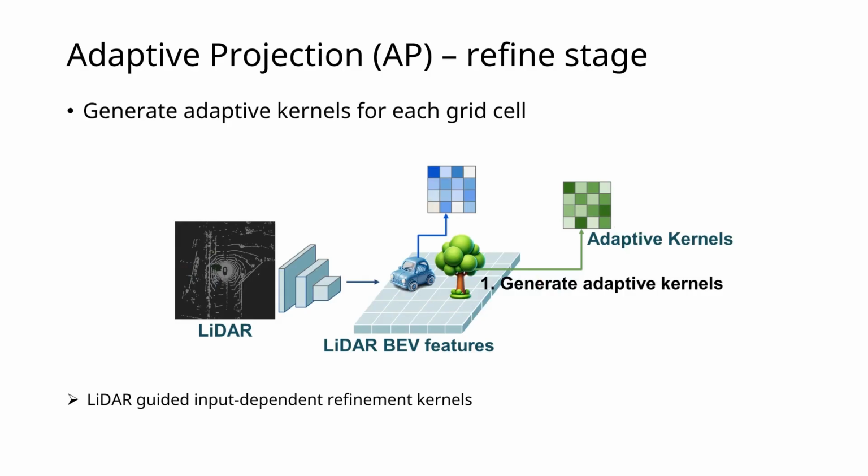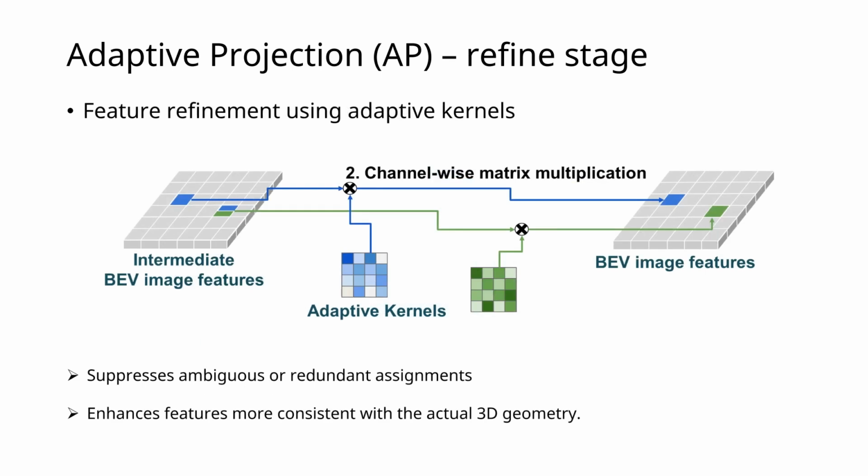The first step in adaptive projection is to generate pixel-wise refinement kernels from the LiDAR feature map. For example, if the channel dimension of the image bird's-eye view feature map is C, the module outputs a matrix of size C by C for each pixel. Next, the generated refinement kernels are applied to the intermediate BEV feature map through matrix multiplication. With LiDAR guidance, ambiguous or redundant features that are incorrectly transformed are suppressed. At the same time, features that align better with the actual 3D geometry are enhanced. Through this refinement, the final image-based BEV feature map is obtained.